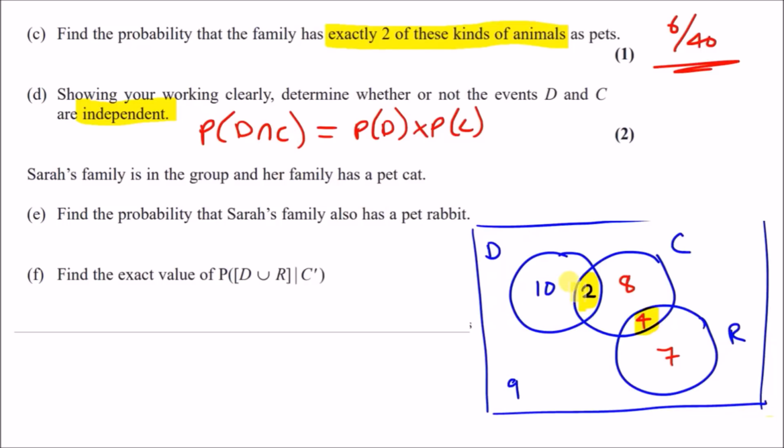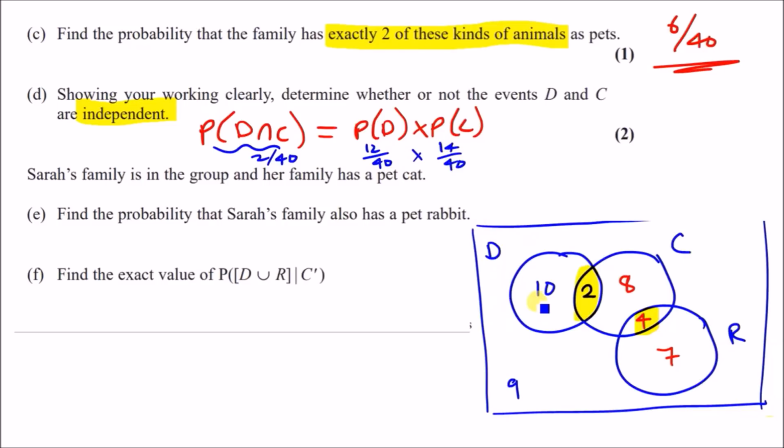Well, looking at the Venn diagram, the intersection between D and C is 2. This part here. So we know immediately that this part is 2 out of 40. Now the probability of D is the whole D circle, which is 12 out of 40. And we multiply against the probability of the C circle. So C we had 14 out of 40.